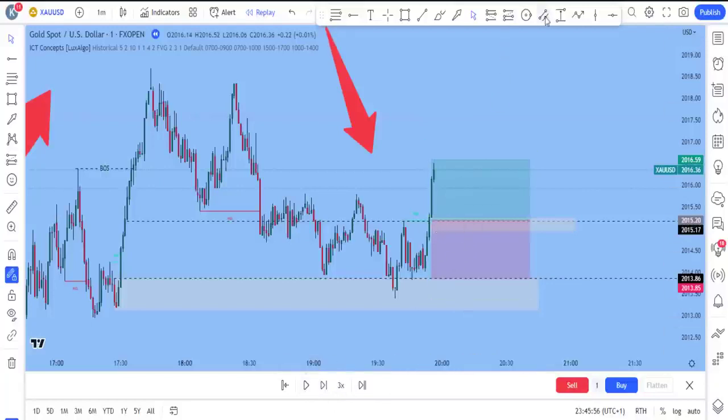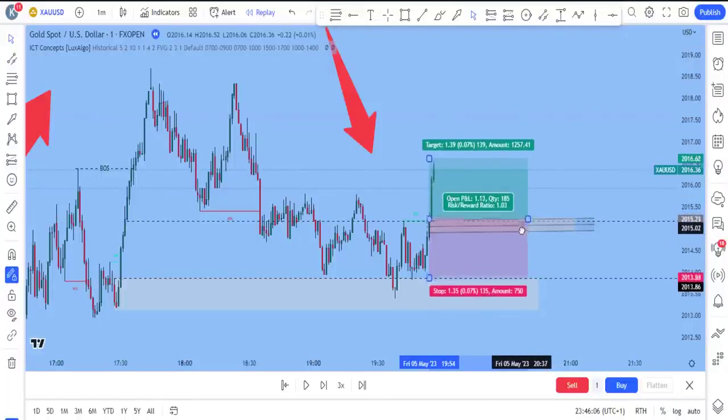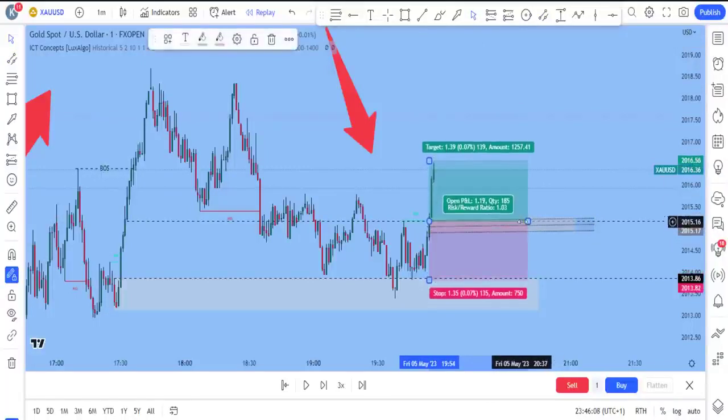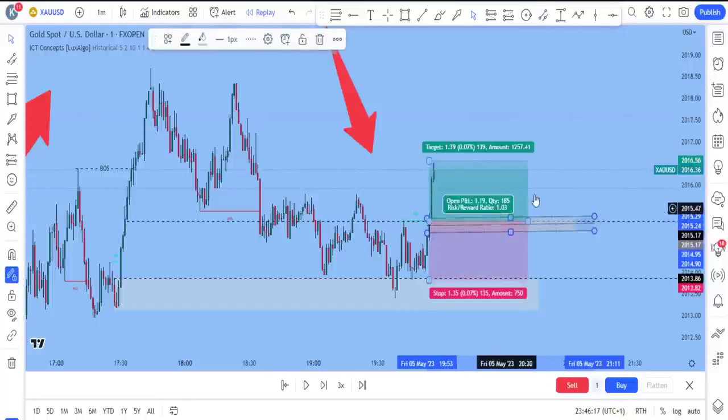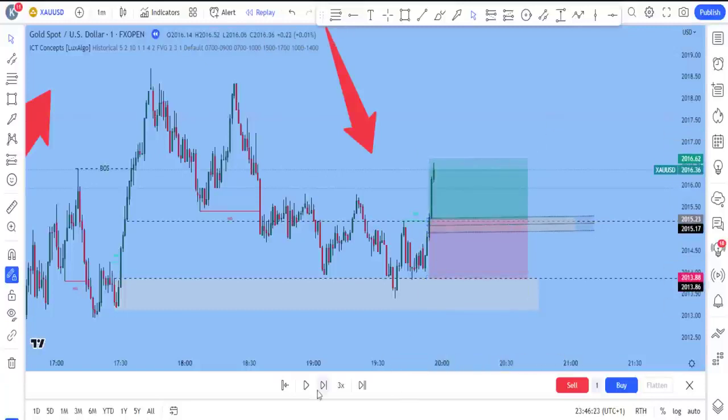So this is my fair value gap. I didn't tell you this is where I saw the fair value gap, and I hope this is going to be very, very understandable to all of you guys. This is where the fair value gap is. Let me just adjust it clearly. Okay, so this is where the fair value gap starts from. And then I'm going to have my entry right here at the top of the fair value gap.